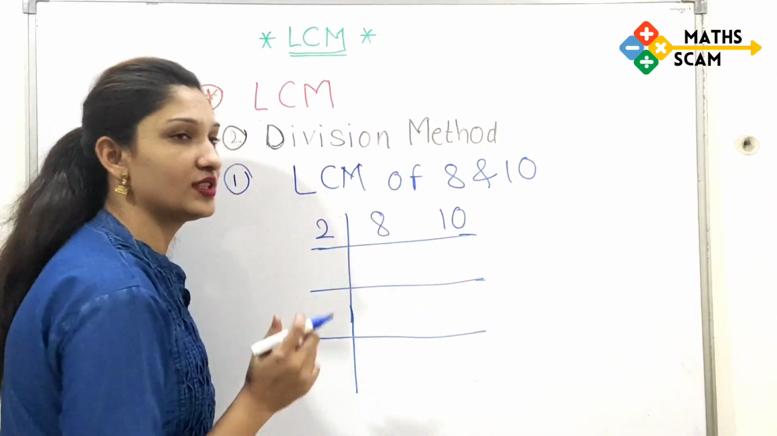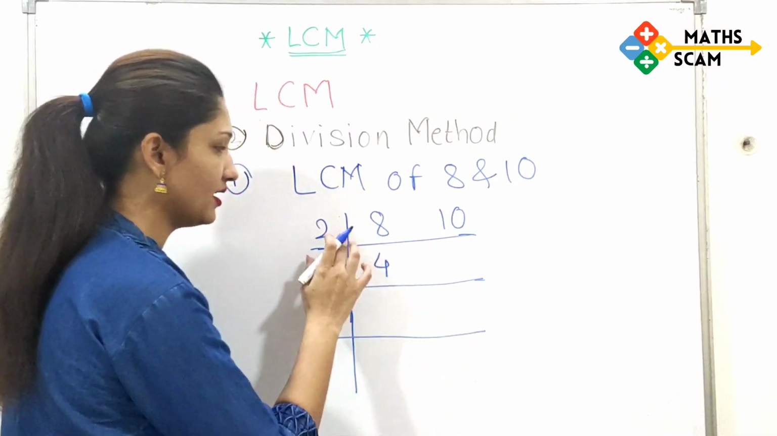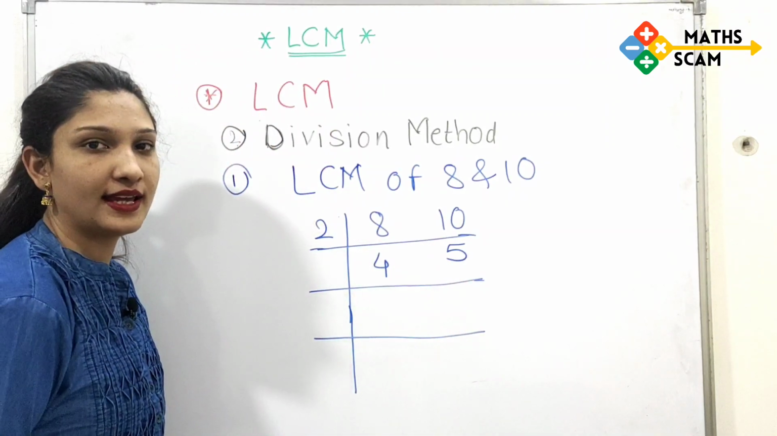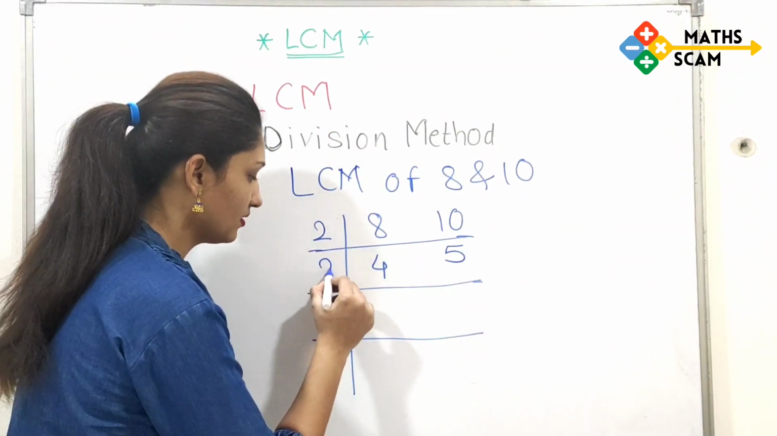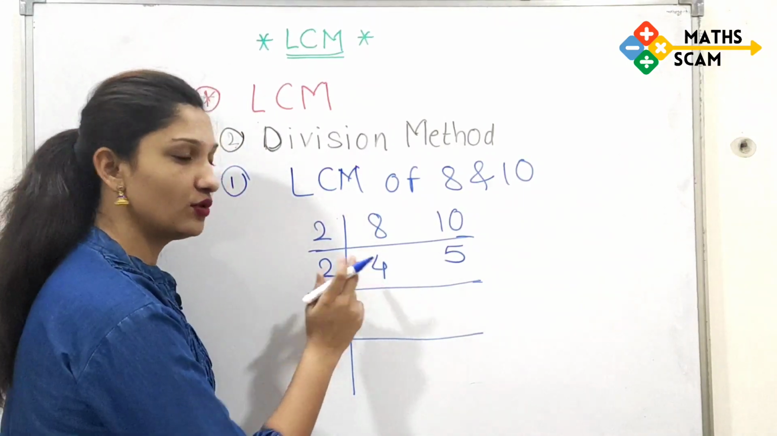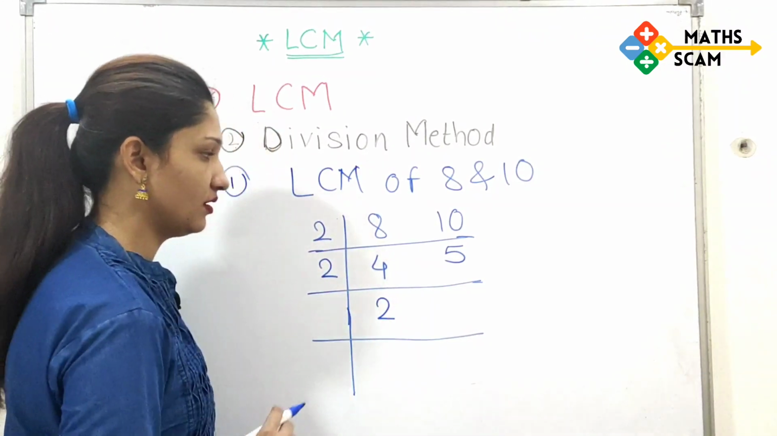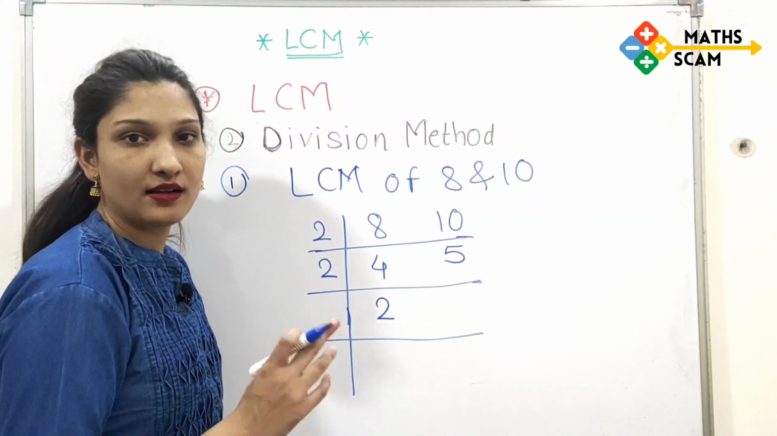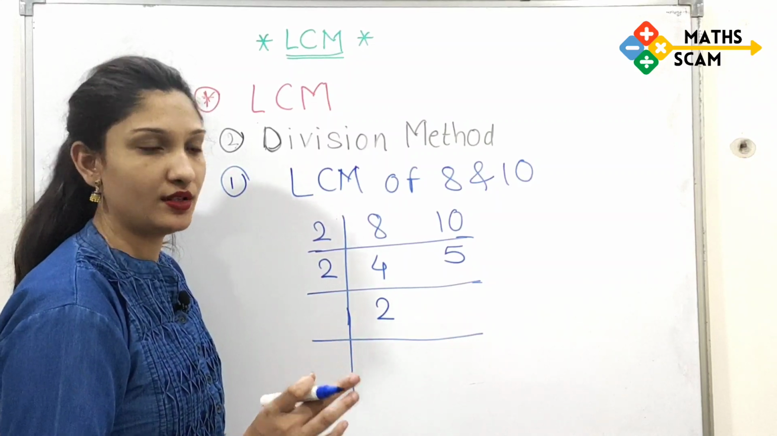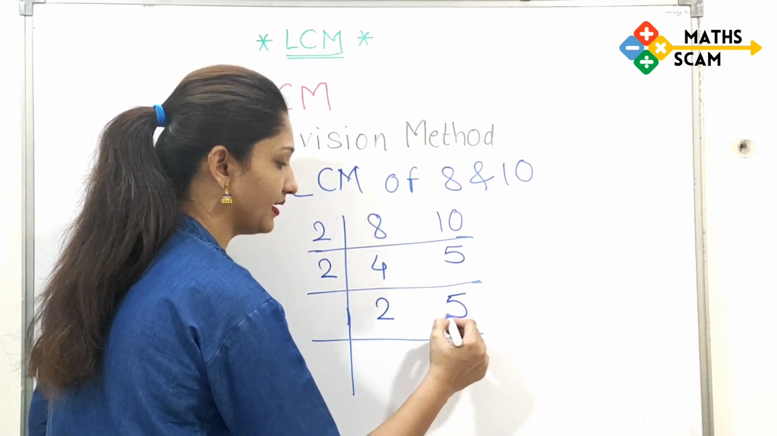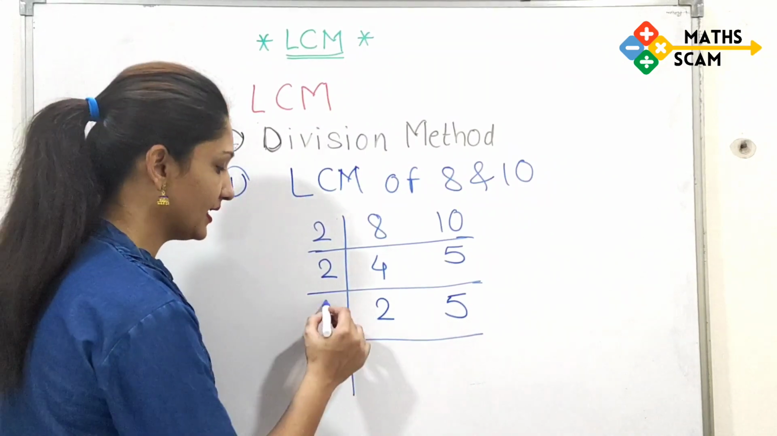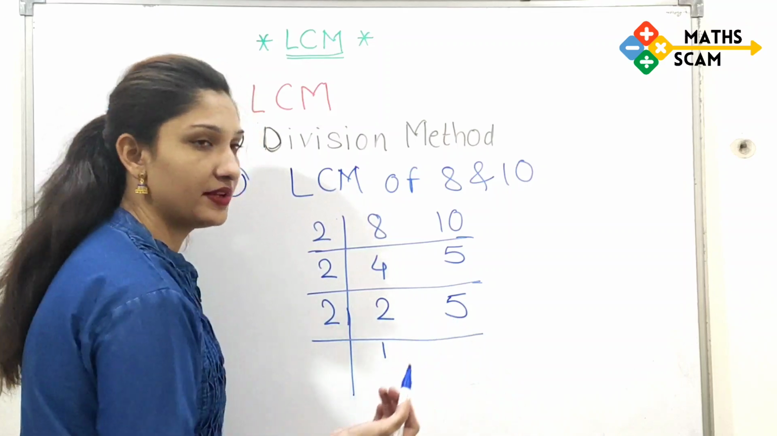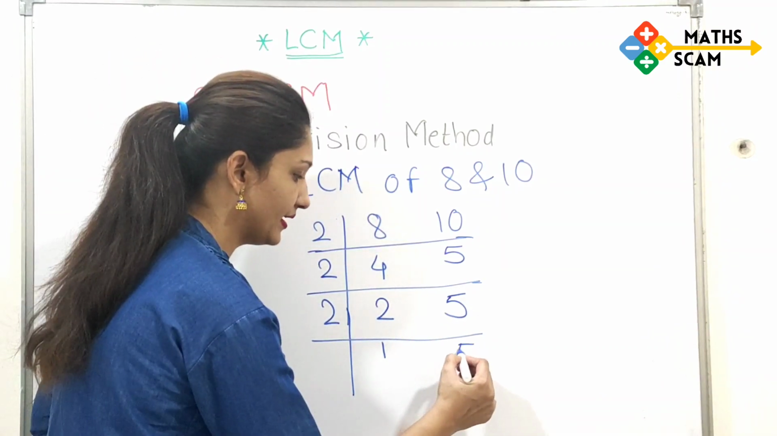So divide these numbers by 2. 2 4s are 8, write 4 here. 2 5s are 10, write 5 here. Then again divide by 2. 2 2s are 4. 5 we cannot divide by 2 into a whole number, so write 5 as it is. After that, again divide by 2. 2 1s are 2, so write 1 here. Again, we cannot divide 5 by 2, so write 5.